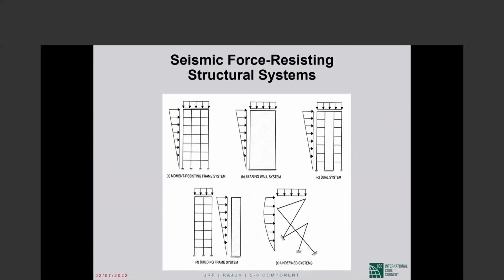The seismic force resisting structural systems, I spent quite a bit of time on the other day, so I assume that this was understood and remembered. We have moment resisting frame systems, bearing wall systems, and then combination shear wall frame systems, which can be designed as dual systems or building frame systems.